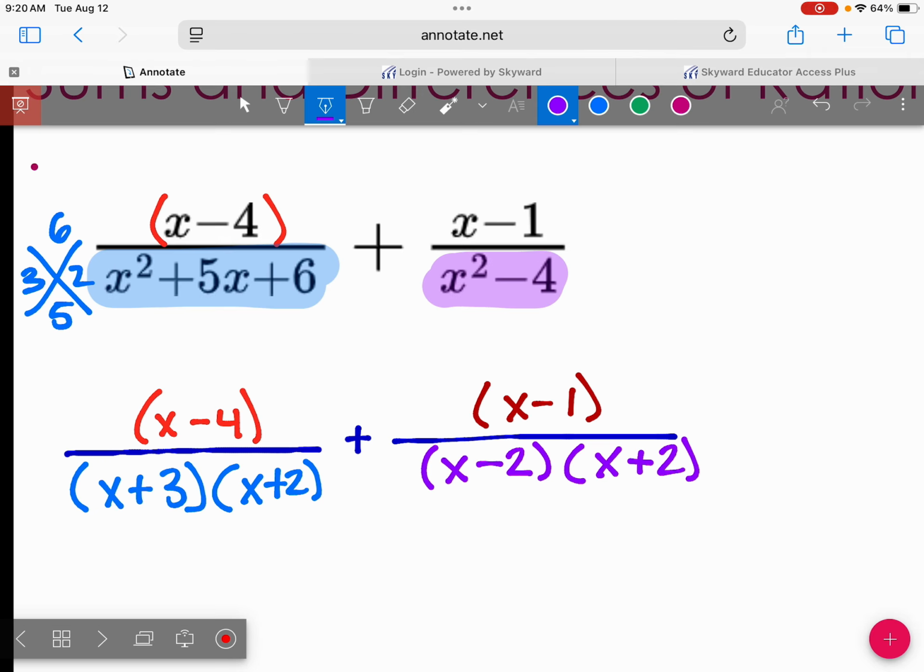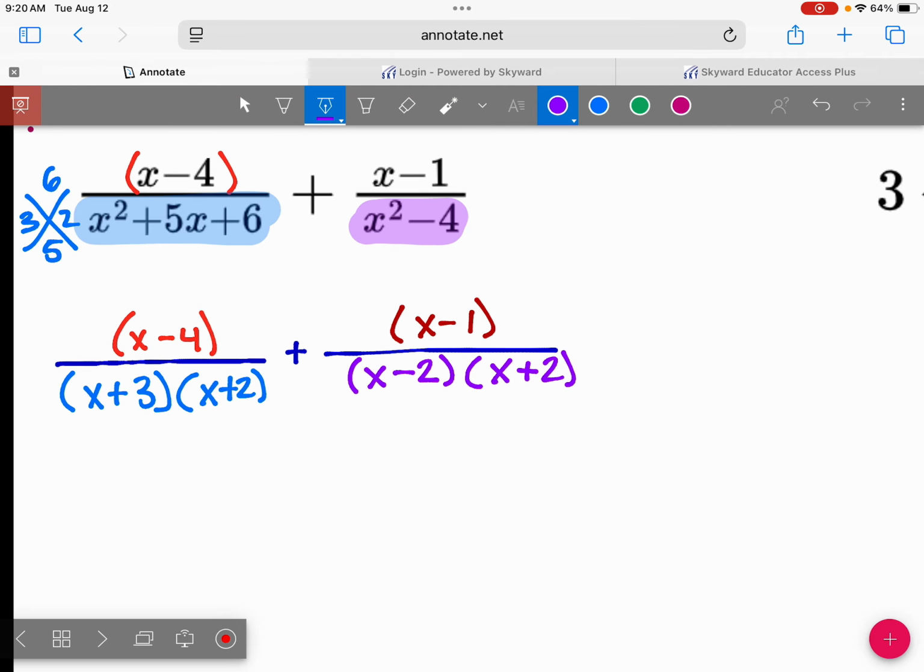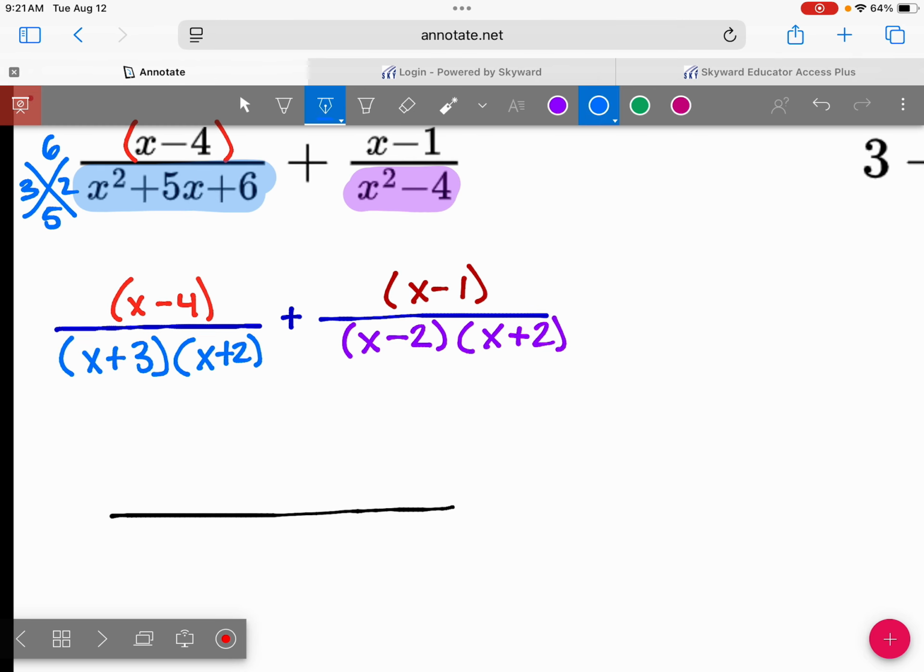Okay. But we need to get to a common denominator because we're trying to add these things together. So if we're trying to add, I need to have a common denominator. So I see 3 different things in the denominator. So our common denominator is going to have all the different pieces that are down there. It's going to have an x plus 3 from here. It's going to have the x plus 2 that's in both of them already. They already both have that one. And then they also need to include that x minus 2. However many different pieces there are, it needs to have those.